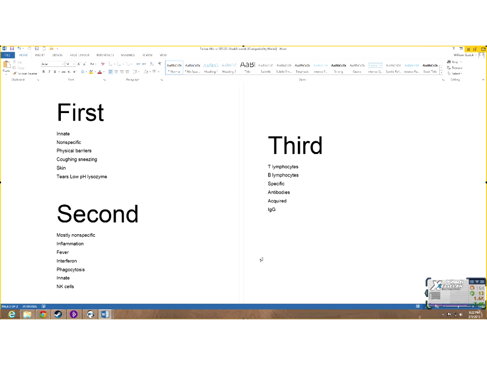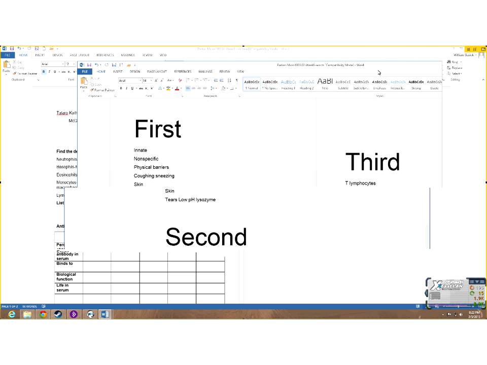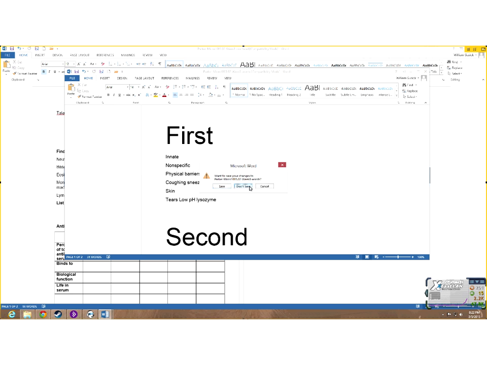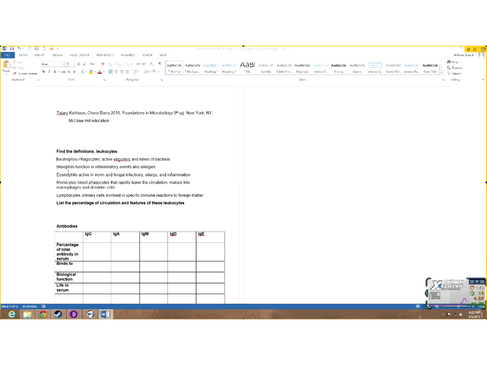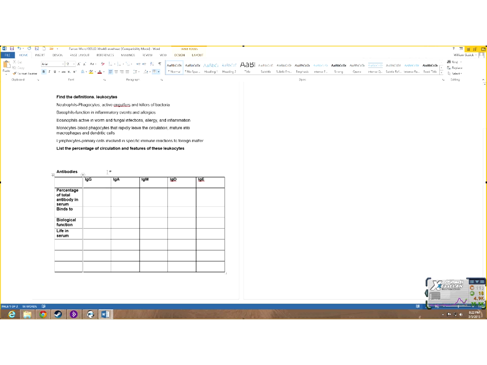So before we move on, I want to go over, actually, I guess we'll do it after the chart. Okay, here's the antibodies chart. If y'all could fill this in on your own sheet of paper. Yeah, low pH, that's actually on your first one here.